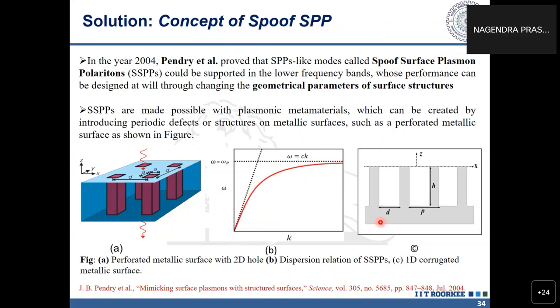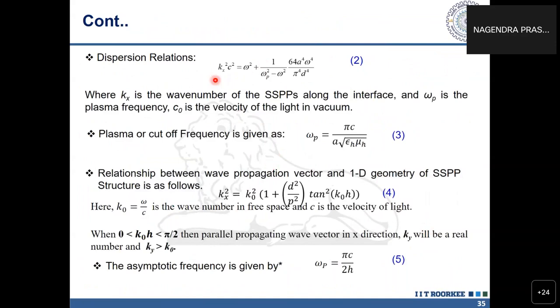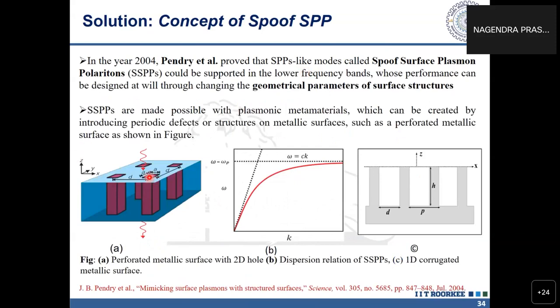For this 1D corrugated metallic surface, the dispersion relation that was derived is kx square c square equals omega square plus 1 divided by omega p square minus omega square, times 64 a to the power 4 omega to the power 4 divided by pi to the power 4 d to the power 4. Here omega p is the plasma frequency, and a and d are geometrical parameters. kx is the wave number of SSPPs along the interface, c0 is the velocity of light in vacuum. a and d determine the structure: this is a, and d is the period.